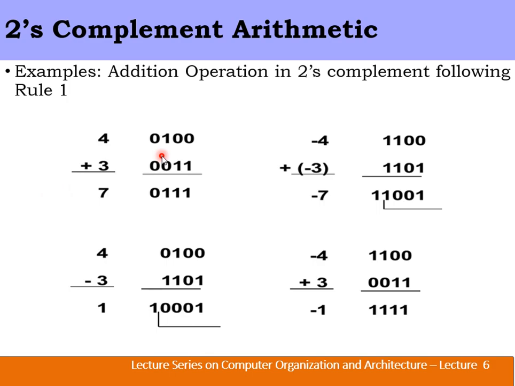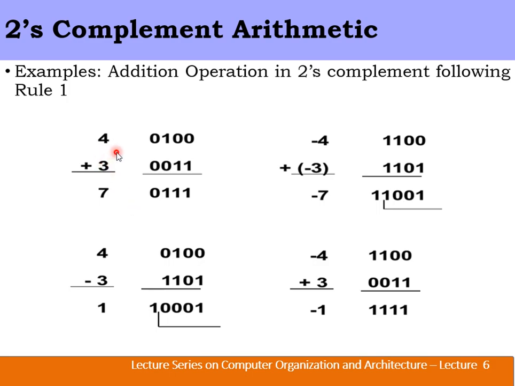Now let us discuss a few examples of performing an addition operation in the 2's complement system. As we are going to perform addition in 2's complement system, we are supposed to follow rule number 1. What rule number 1 says is that we can perform addition of two numbers, and if at all a carry is generated, we need to ignore that carry so that the result will be correct.